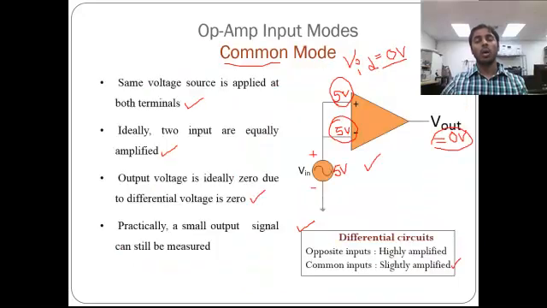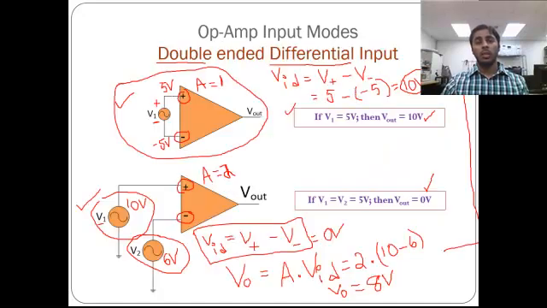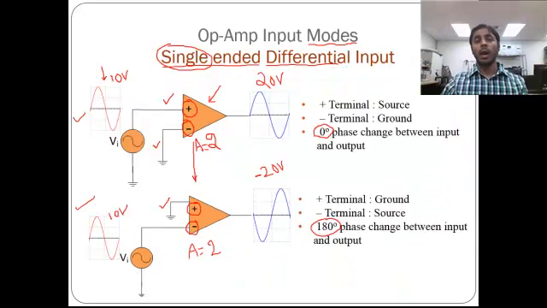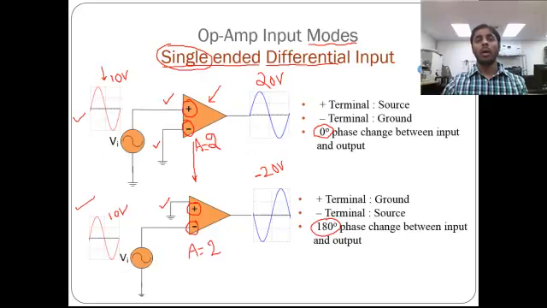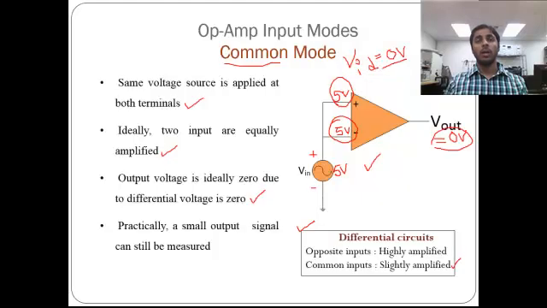So those are the various modes or various configurations of an operational amplifier. We talked about the common mode and differential mode, which are double-ended, as well as single-ended. And we also talked about the difference between an ideal op-amp and a more practical op-amp. So that concludes this video on operational amplifier modes and the difference between ideal and practical op-amps.